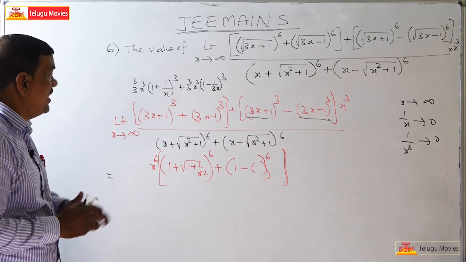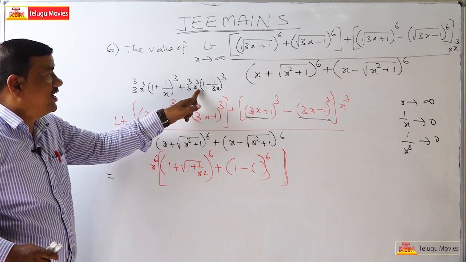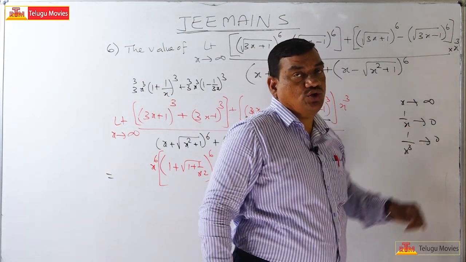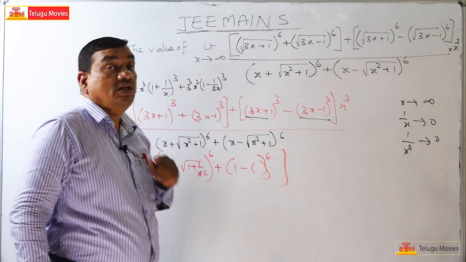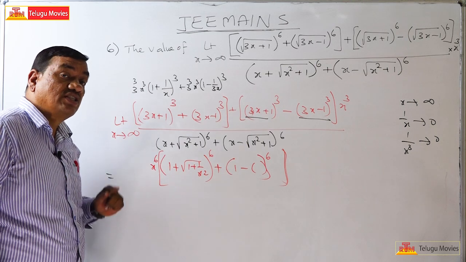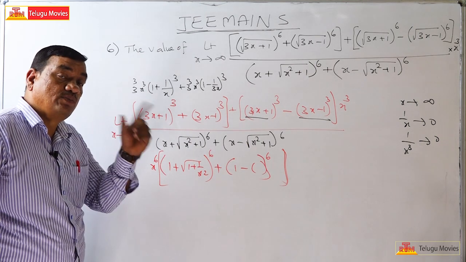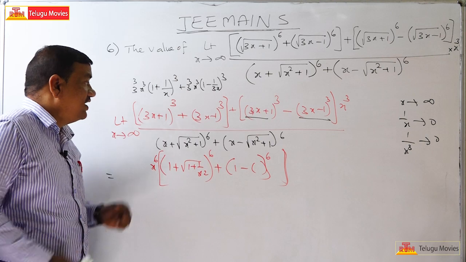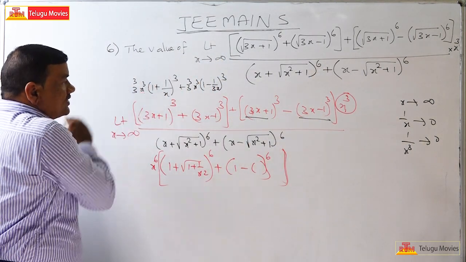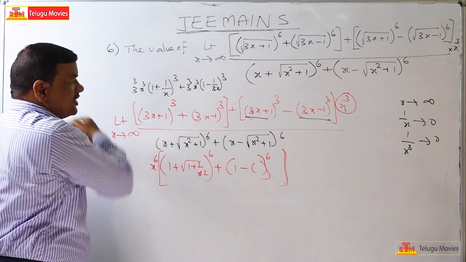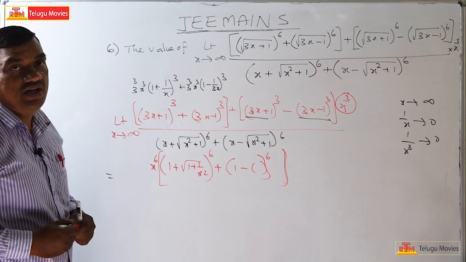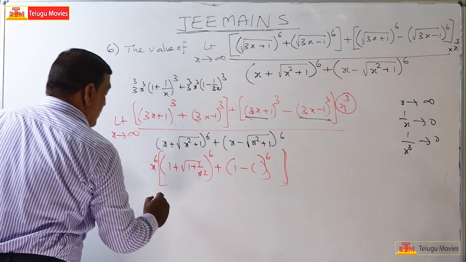Okay, now here x cube is there. Here also x cube is there, into x cube. That means x power 6. In the numerator x power 6 will come. Denominator also x power 6 is there. So this x power 6 will cancel. Ultimately, what will be the final answer here?